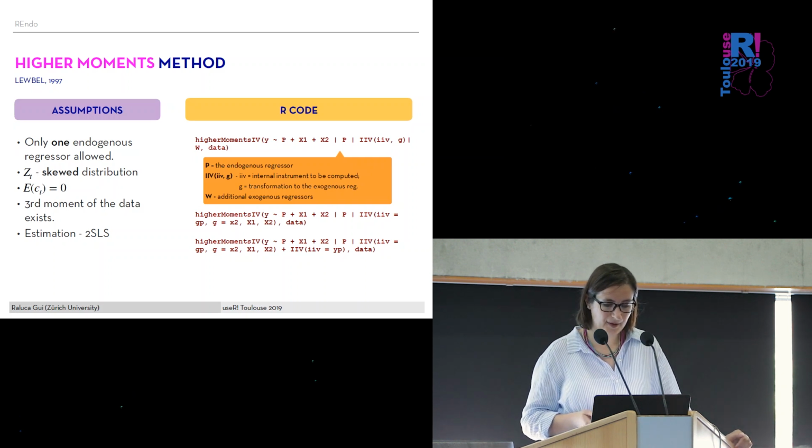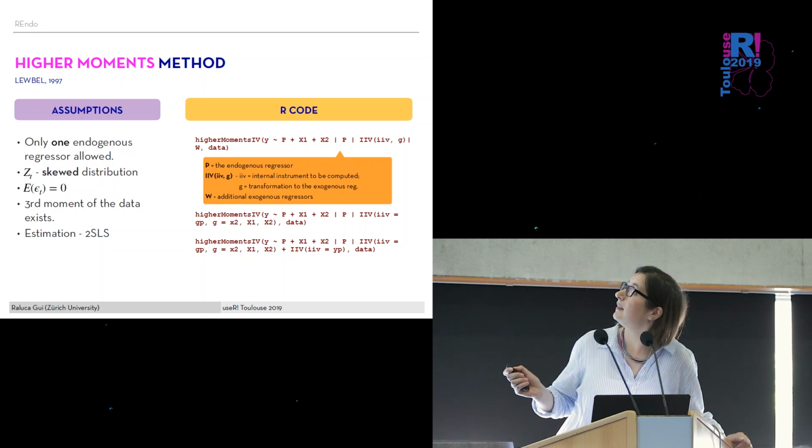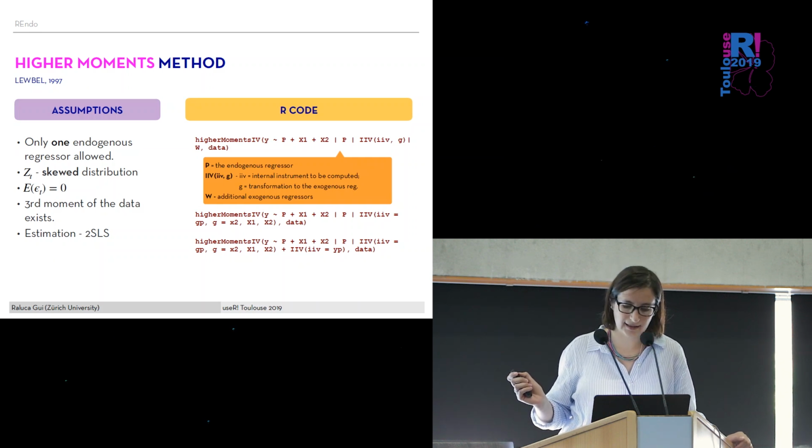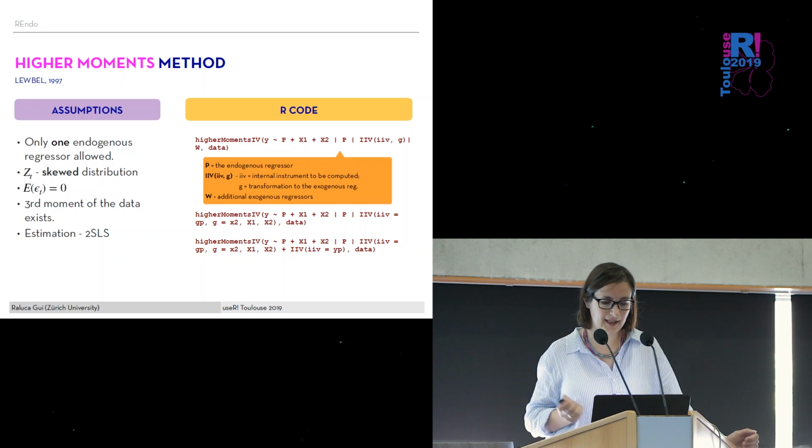And what is nice is how you call the function in REndo: it's higherMomentsIV, where first you specify the formula, then which is your endogenous regressor, then you have an IIV part, which is the internal instrument to be computed. I'll explain in a minute. And the g function is the transformation of the exogenous regressor. So basically, the internal instruments can have different formulas.